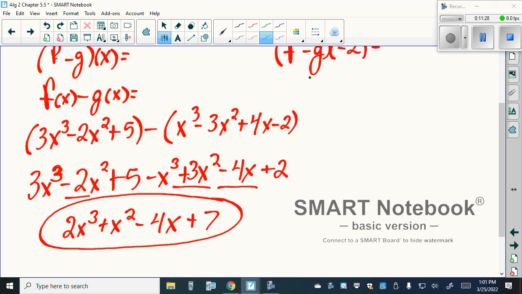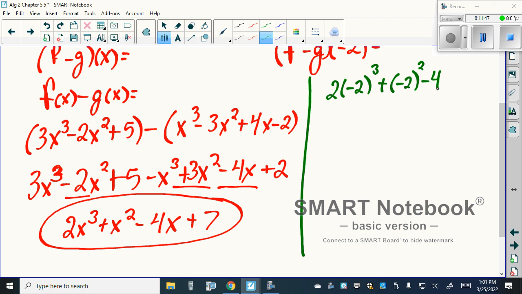Any questions on this here before we evaluate this function when x is equal to negative 2? So the last thing we need to do is just plug in negative 2 for x, and if we do that, we'll get 2 times negative 2 cubed plus negative 2 squared minus 4 times negative 2 plus 7. Now at this point here, we could type this whole thing into the calculator just as we see it, and it would give us the answer. Or we can do this by hand.